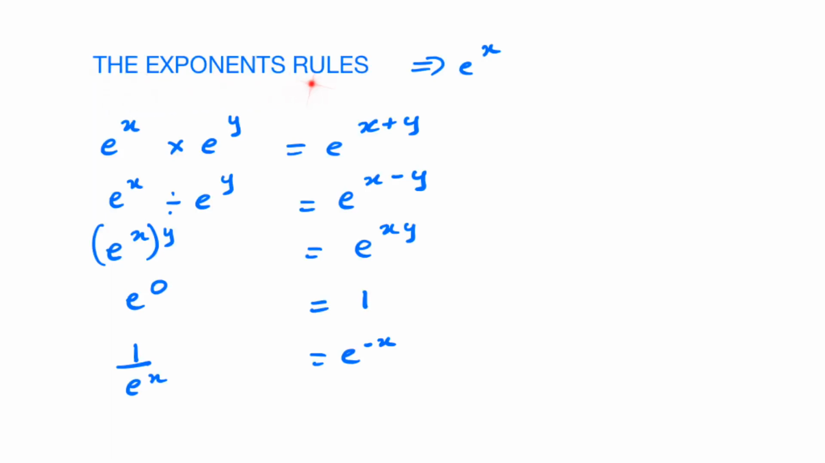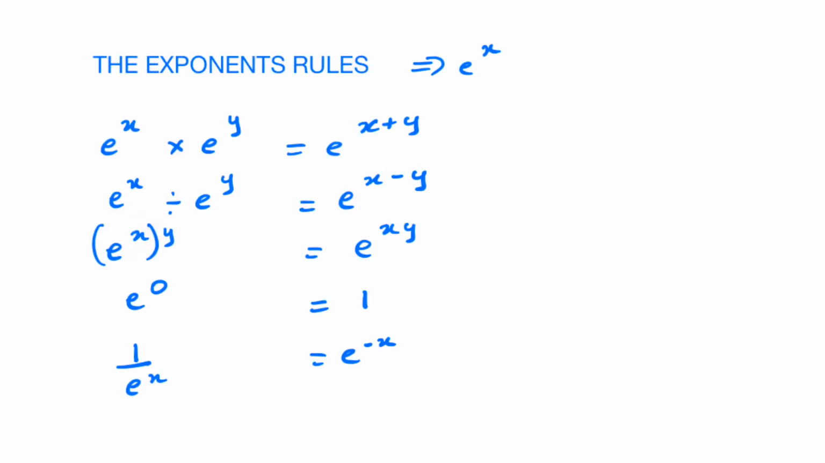Start with the exponent rules which we apply for e to the power of x. If the base is the same, we have an e here and an e here, and we multiply. So e to the power of x multiplied by e to the power of y will give us e to the power of x plus y. We add the powers. E to the power of x divided by e to the power of y, if the division is there, we subtract the powers.